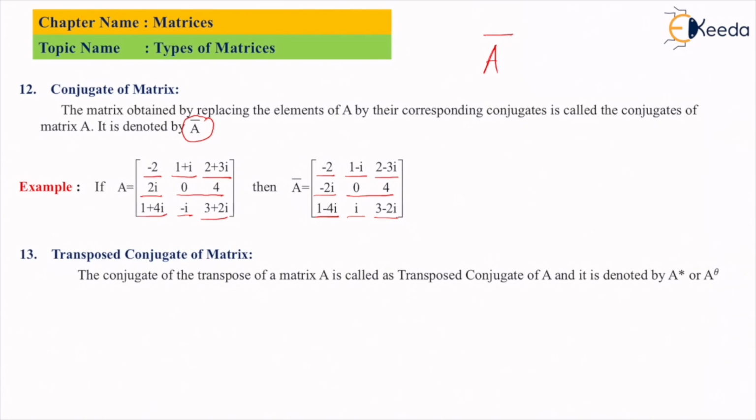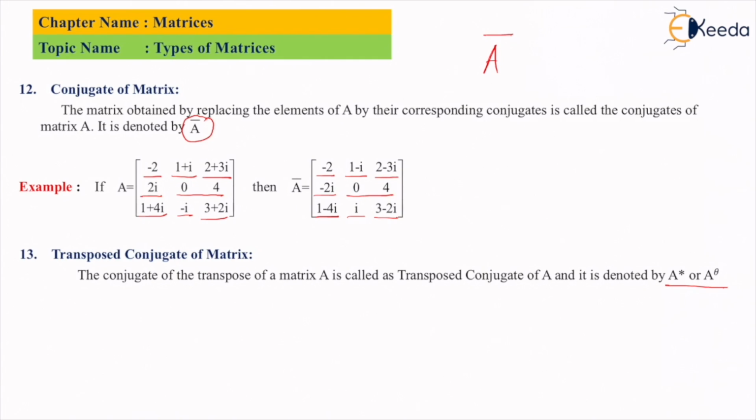Now let's see the transpose conjugate. It means the matrix number 11 and the matrix number 12 will merge. So in 11 we learned how to find the transpose, in 12 we learned how to find the conjugate. Now we learn how to find the transpose conjugate of a matrix. Now guys, transpose conjugate is nothing but the conjugate of a transpose matrix. So in both ways you will get the same value. It is generally denoted by A star or A theta.